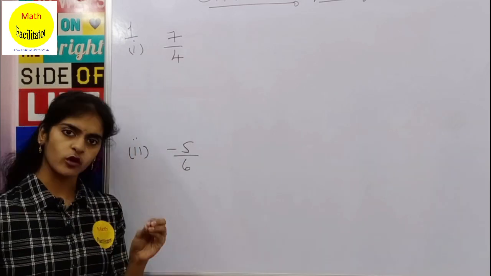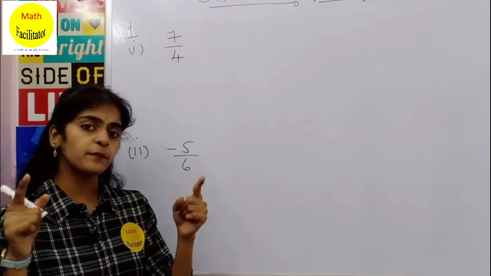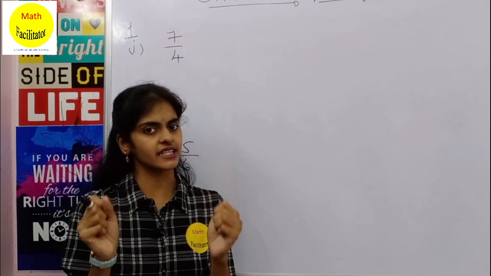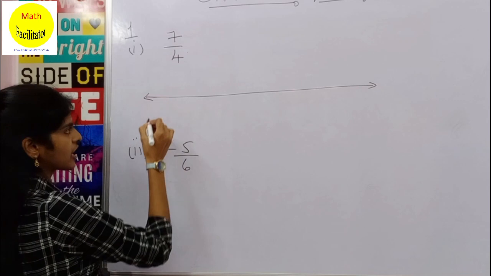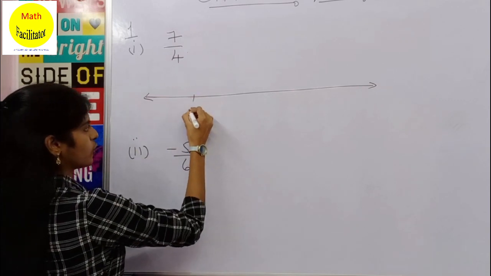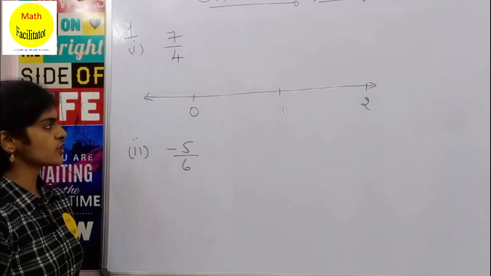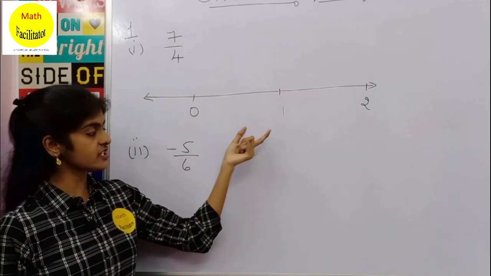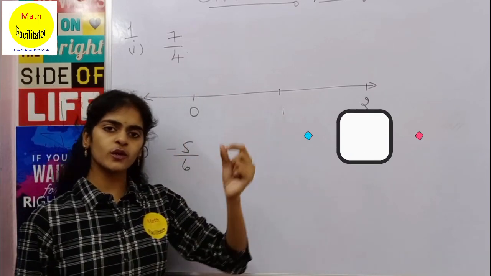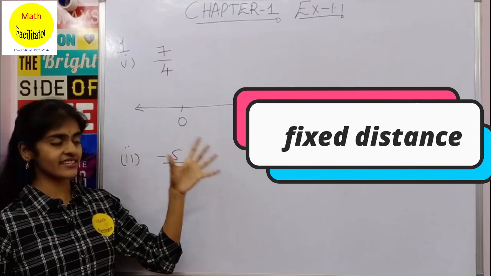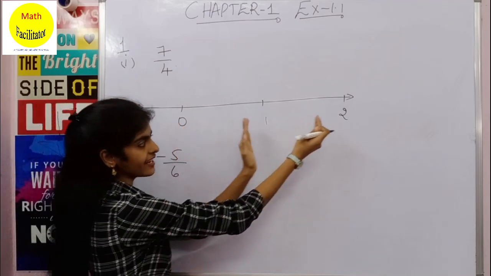As we have already discussed in the concept video, the denominator always tells you in how many parts the unit distance has to be divided into. So what is the unit distance? Suppose this is a number line, and we start from 0, 1, 2, 3 and so on. The distance between 0 and 1 is called unit distance. The distance between 1 and 2 is called unit distance. That means unit distance is nothing but fixed distance. So the numbers are marked at fixed distances, which means these distances are equal.